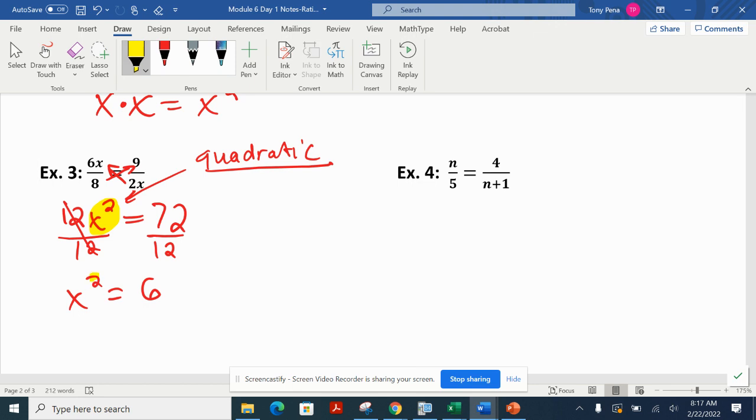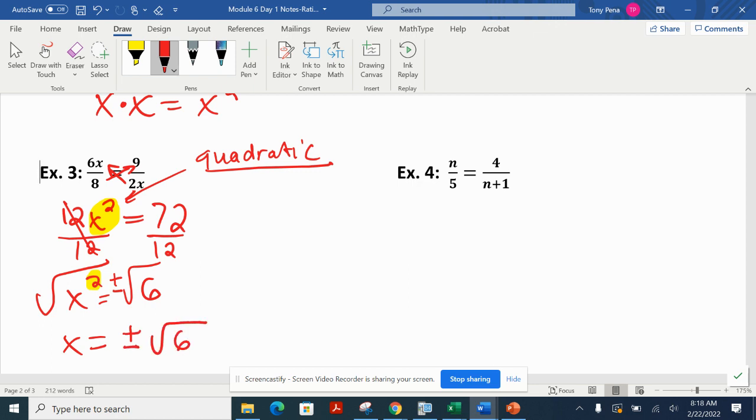Then, anybody remember how we got rid of squareds? If I ask you to get this all by itself, Julia? Good. Remember the little square root right here? That means I have to take the square root of the other side as well. And then we would say x is equal to, and then recall how whenever we took the square root, it always created both a positive and a negative solution. So our answer to this should be a positive and a negative, and then root 6.